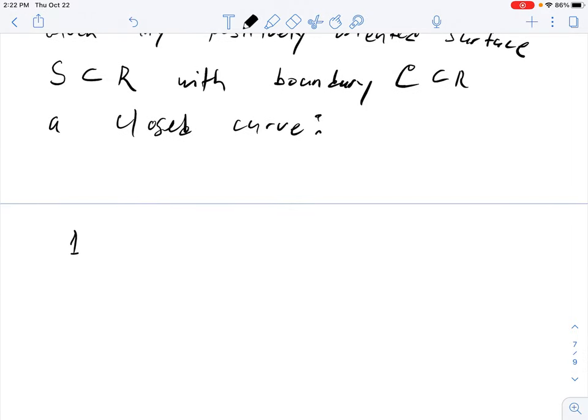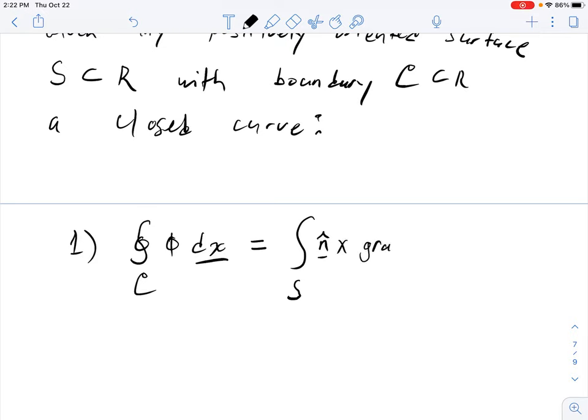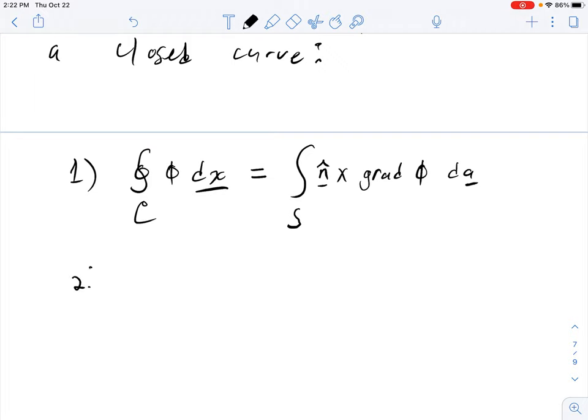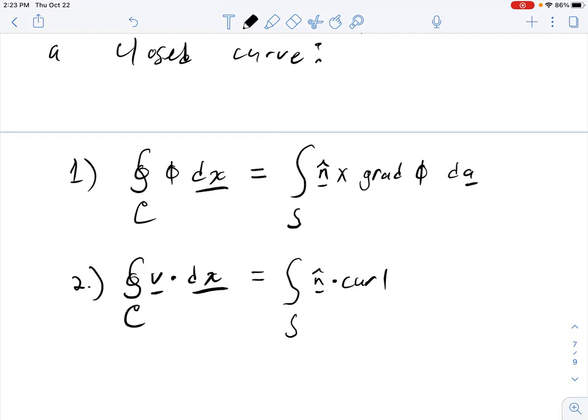So we have first the integral over C of phi dx is equal to the integral over the surface of n hat, the unit normal, cross grad phi dA, and two, the line integral around the closed curve of any vector field V dot the tangent differential vector there is equal to the integral over S of N dot curl V dA.